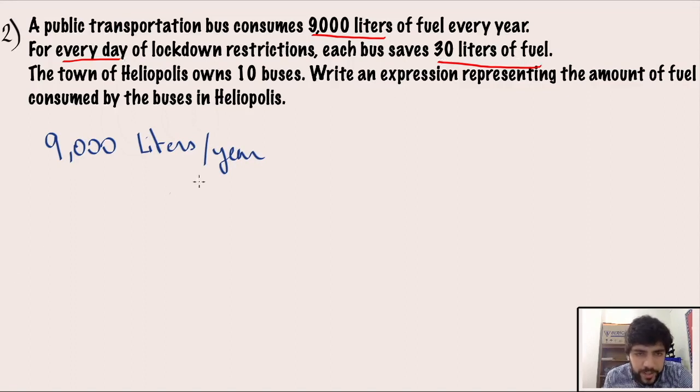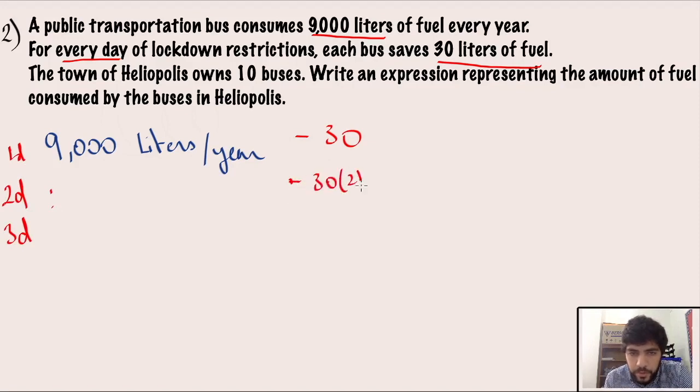Now, for every day of lockdown restrictions, we save 30 liters. So instead of consuming 9,000, we would subtract 30 from that for every day that we have lockdown, right? And so if it's one day, we just subtract 30. Let's say this is like 1 day, 2 days, 3 days. So if it's 2 days, we're going to subtract 30 times 2, which is subtracting 60. 3 days, we're going to subtract 30 times 3, and so on, right?